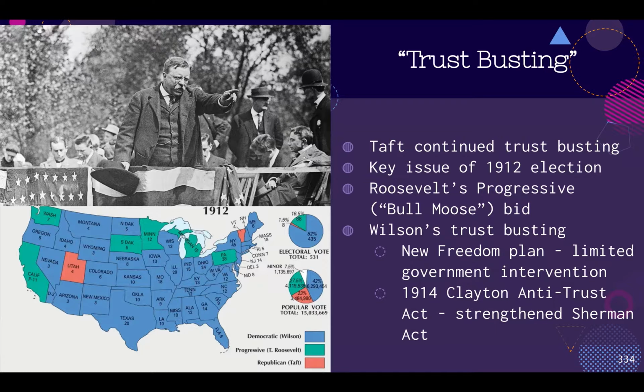Taft was more of a trust buster than Teddy Roosevelt if we're just talking about numbers. Taft prosecuted about twice the number of antitrust cases as Roosevelt. And Taft also signed the Elkins Act into law in 1910.